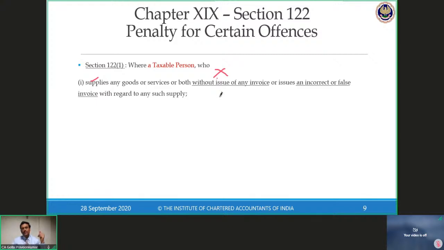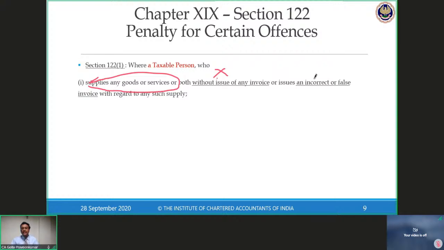Now, how can it be possible? I have collected money inclusive of taxes. The customer doesn't know that the price which I have charged is inclusive of taxes. So there is an offense coming here where I am supplying any goods or services. When you are supplying, you are supposed to issue a tax invoice. So if you don't issue an invoice, it is an offense. Or issues an incorrect or false invoice.